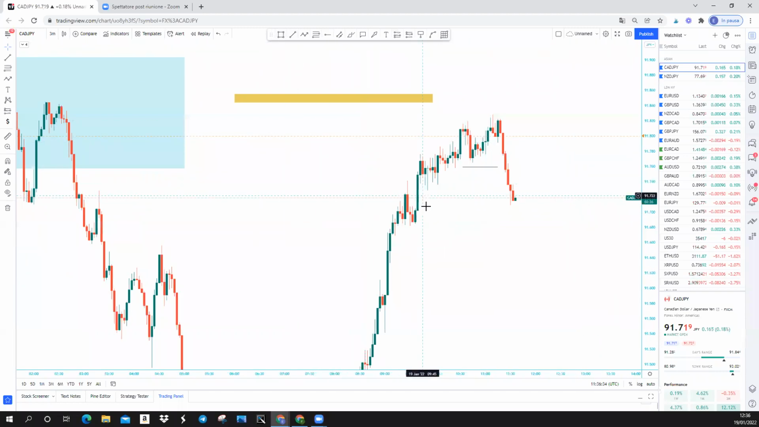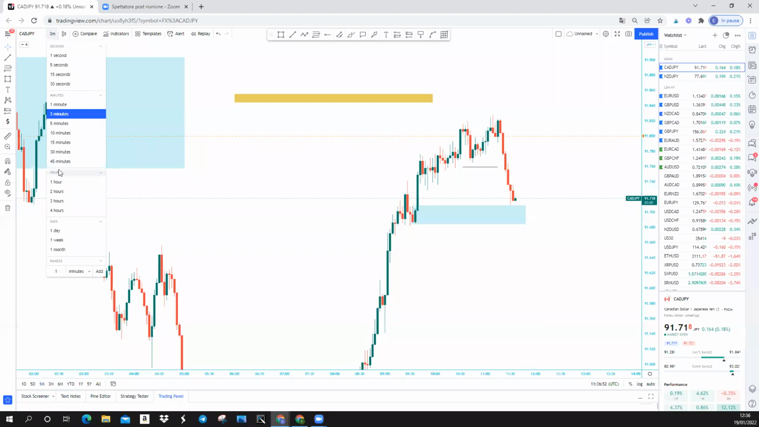Now, the only extra confirmation that I will need is actually seeing a break of this area. This is the last demand area. And right now we are sitting at this demand area. We could just reject it and create a new high, a higher high. If we break it, it will be a good confirmation for me that we are actually turning bearish.